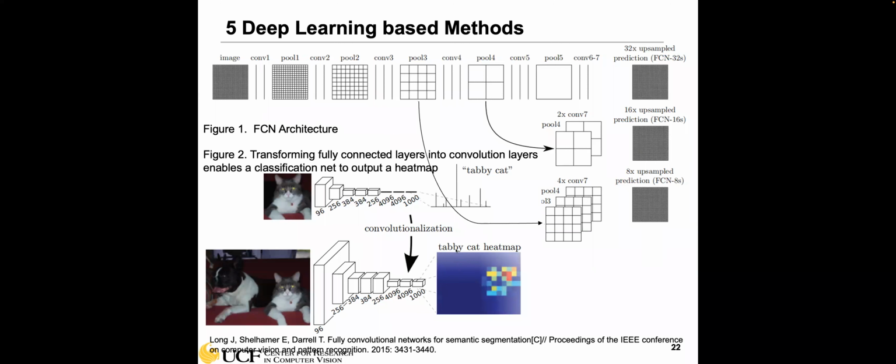If you have another class, this network will generate another heat map. Depending on how many classes you have for your semantic segmentation task, you can generate that many heat maps. Then we just take the maximum. For each pixel location, we take the maximum value and assign the label corresponding to that maximum value.